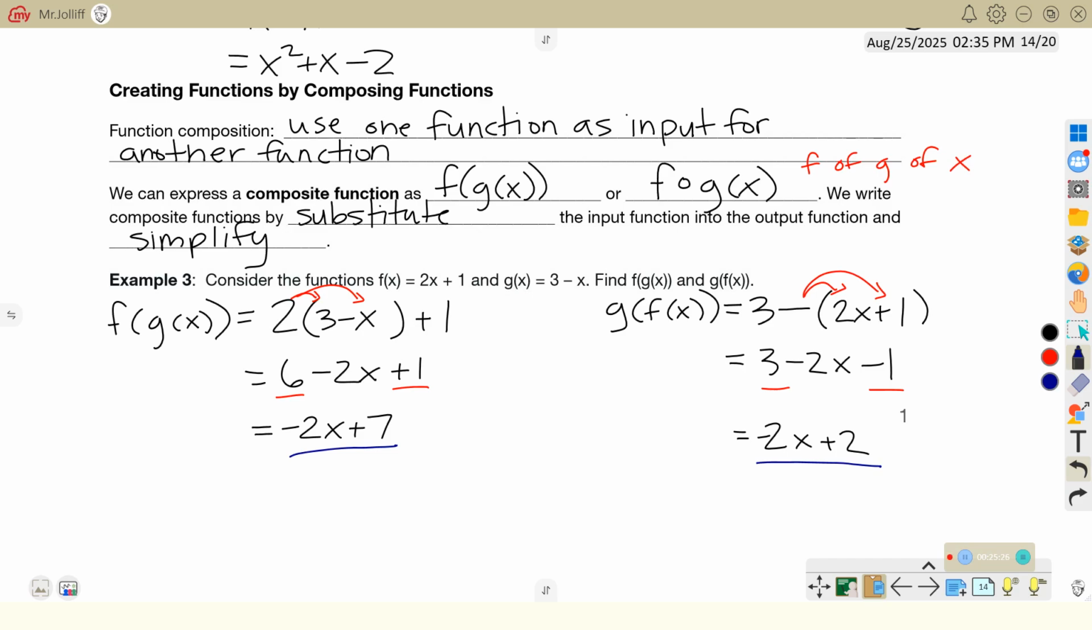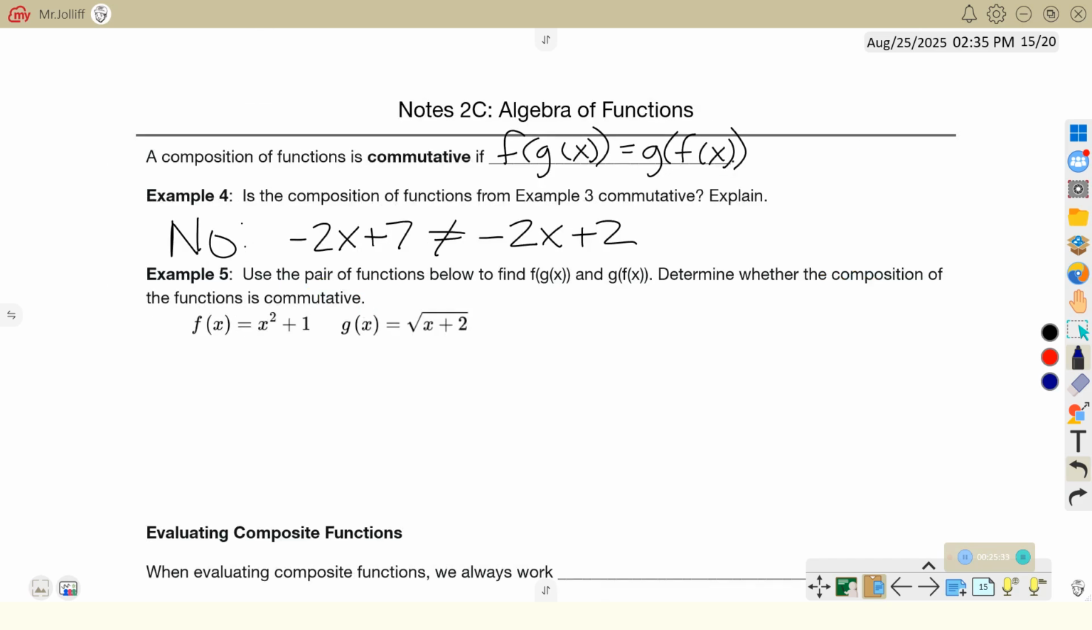Other questions? No. Okay. Example 5. I want you to do the same thing. Calculate them both ways. Decide if they're commutative. So f of g of x on one side, g of f of x on the other side. Do you get the same result? Yeah? I'm going to put a couple minutes on the clock. Work with your group mates.